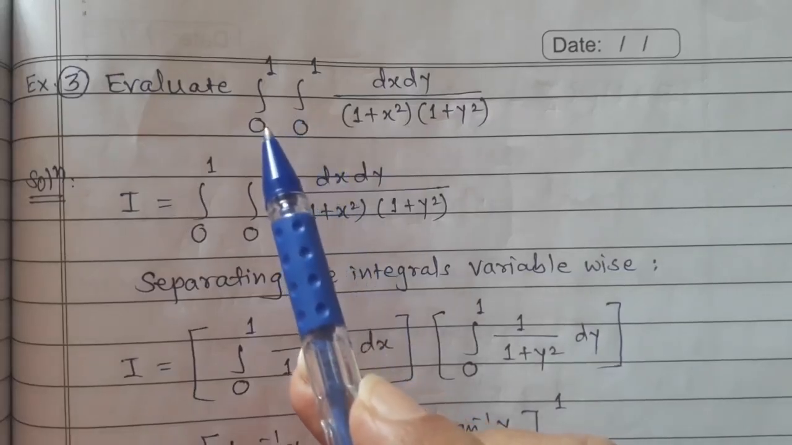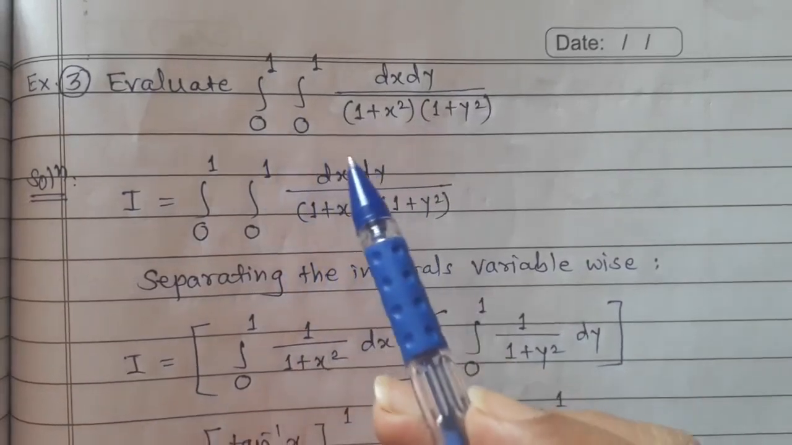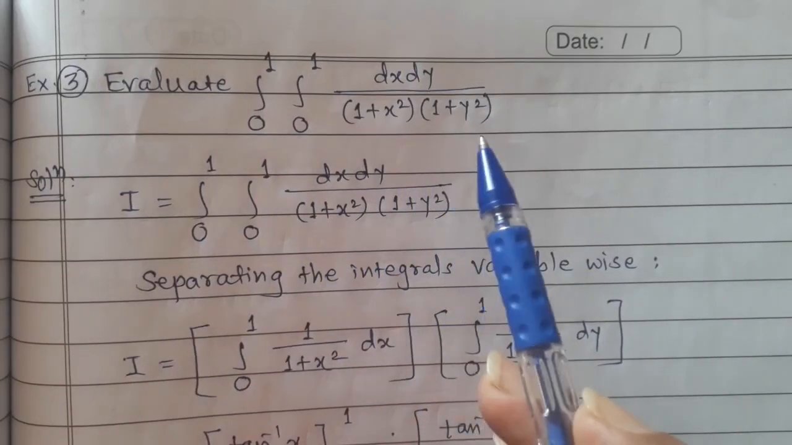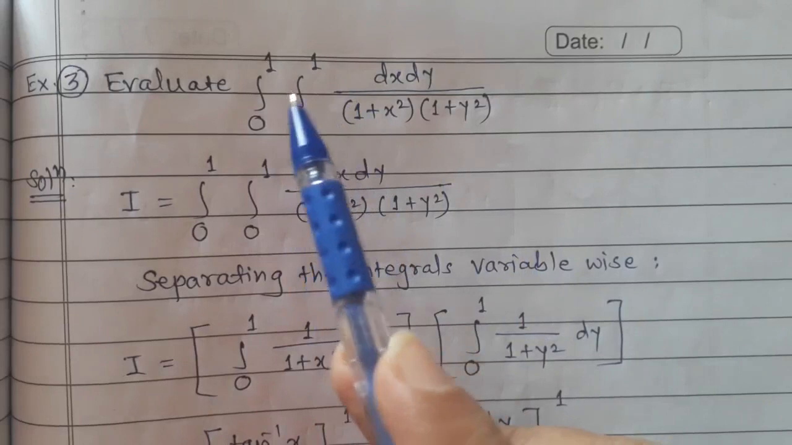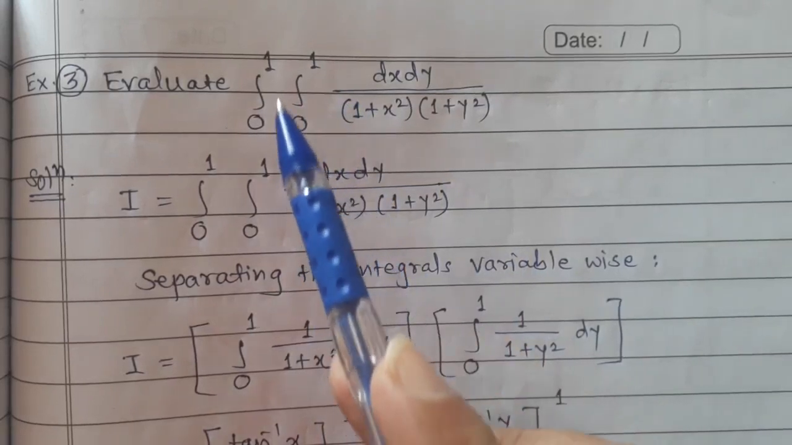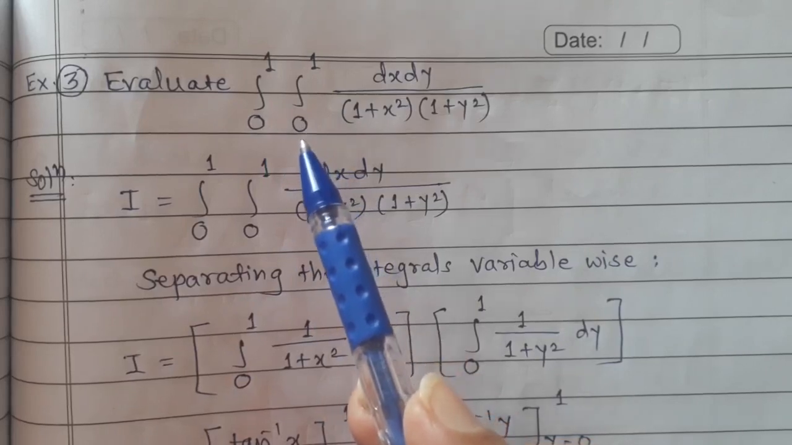Next example, evaluate integration 0 to 1, integration 0 to 1 dx dy upon 1 plus x square into 1 plus y square. Here both the limits are same, both are constants. So one of the limit sets you can say for x and the other limit set you can say for y.